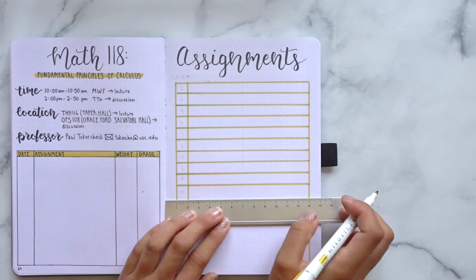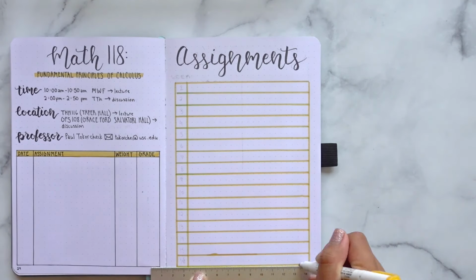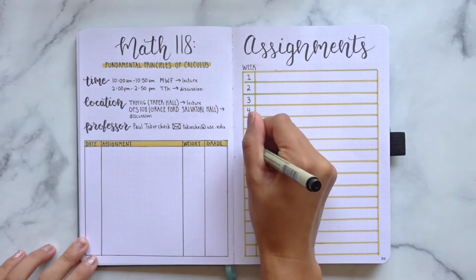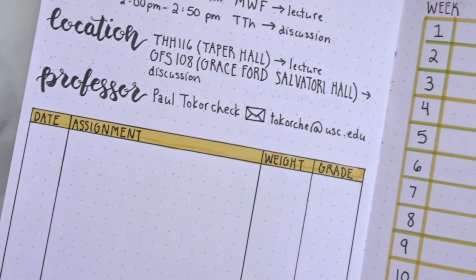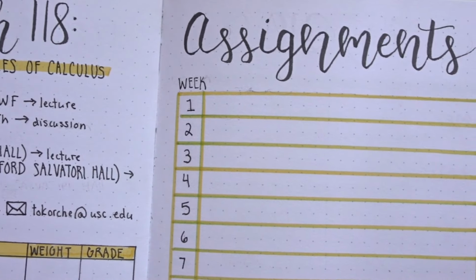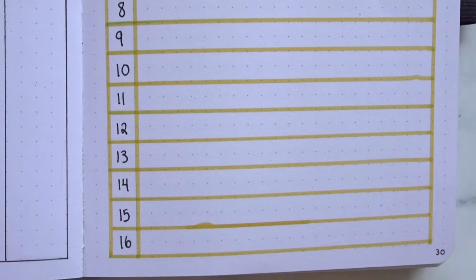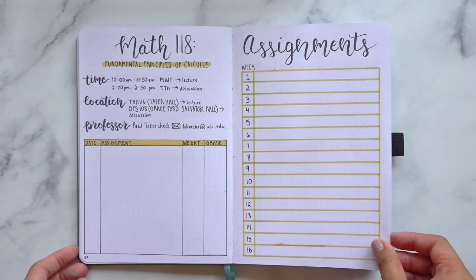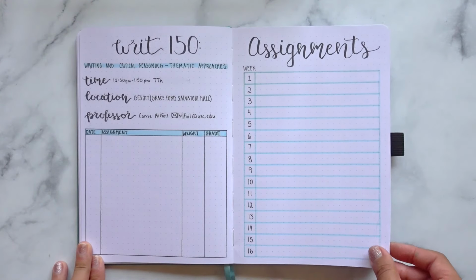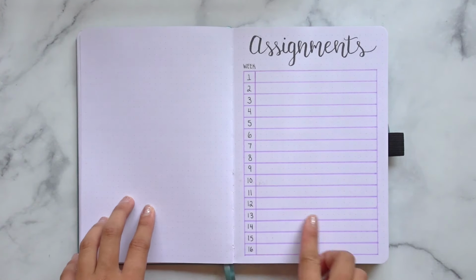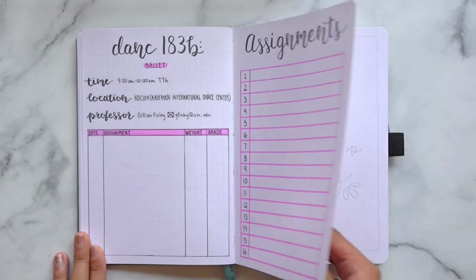On this opposite page, I made an assignment tracker. So I have 16 weeks of class in a semester, and on the left-hand side, I numbered each week. And then on the right, I'll be able to put any reading assignments, problem sets, or tests I have coming up for that week, so I'm prepared and there's no surprises. As you can see, I set this up for all my classes, except I left the one page blank for the class that I don't know what it's going to be yet.